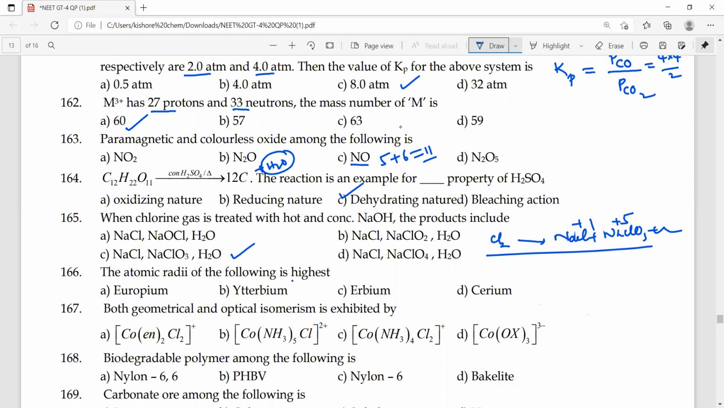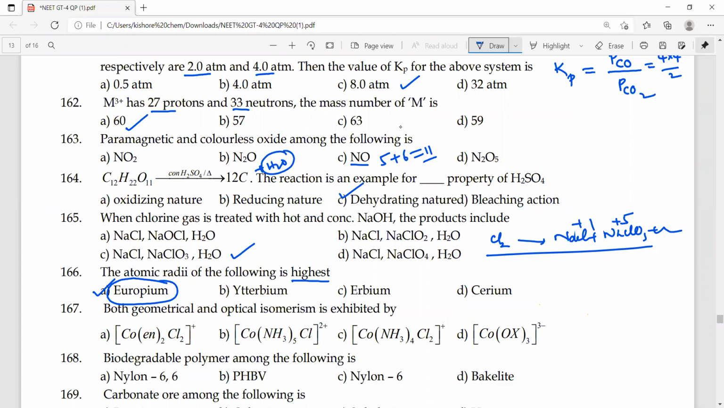In lanthanides, only one is exceptional in atomic radius, that is europium. Not only atomic radius, reduction potential is also exceptional for europium.